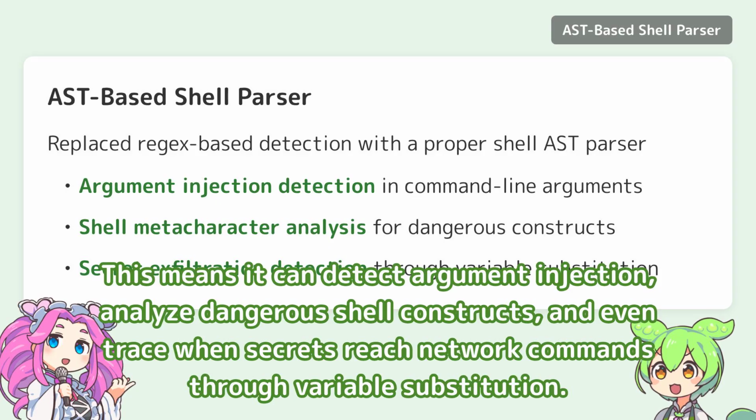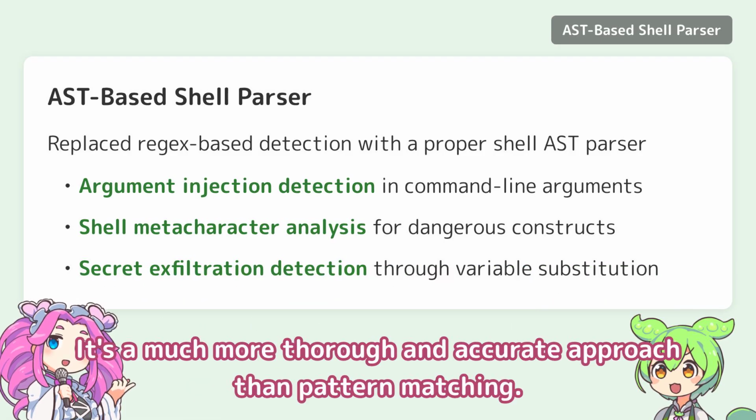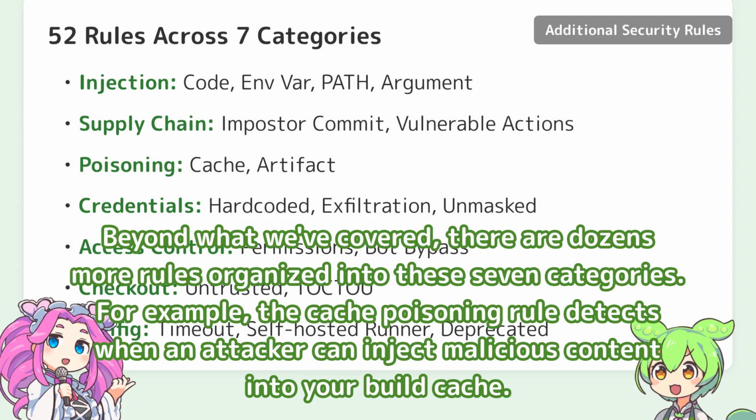This means it can detect argument injection, analyze dangerous shell constructs, and even trace when secrets reach network commands through variable substitution. It's a much more thorough and accurate approach than pattern matching. Beyond what we've covered, there are dozens more rules organized into these 7 categories.